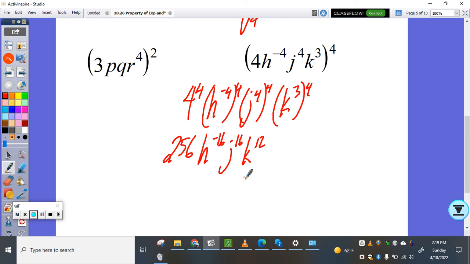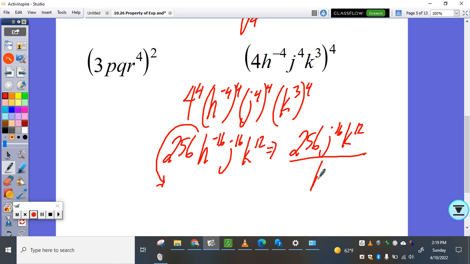k to the 12th. When I simplify this, I'm either going to multiply everything by 1 over h to the positive 16, or just simply move him down to the denominator. And that gives me 256 times j to the 16th times k to the 12th all over h to the 16th. Looks more complicated than what it is. Just again, do the best you can at practicing through the worksheet, and on Tuesday we will go over this together.